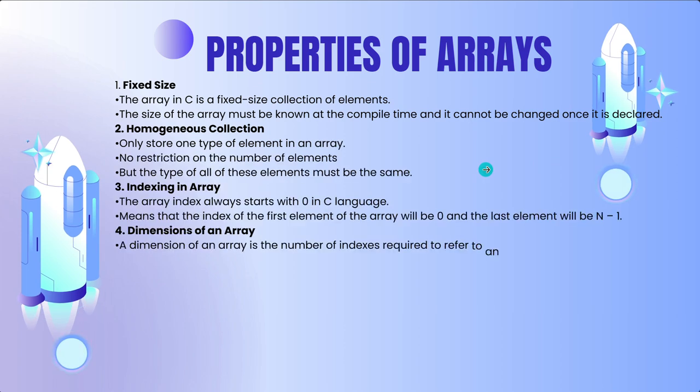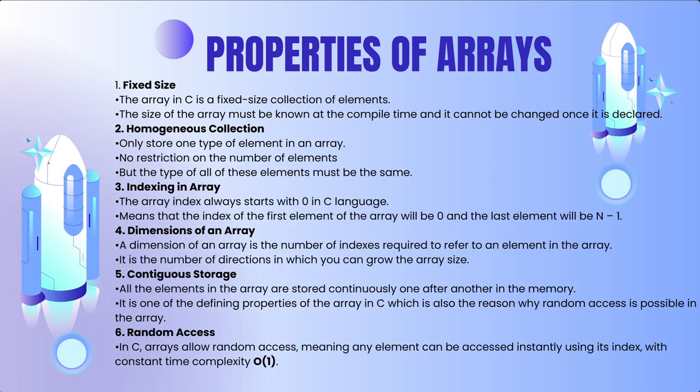We have the properties of an array. There are 6 properties mentioned here, which include number 1, fixed size; number 2, homogeneous collection; number 3, indexing in an array; number 4, dimensions of an array; number 5, contiguous storage; and number 6, random access. Coming to the first point, fixed size.